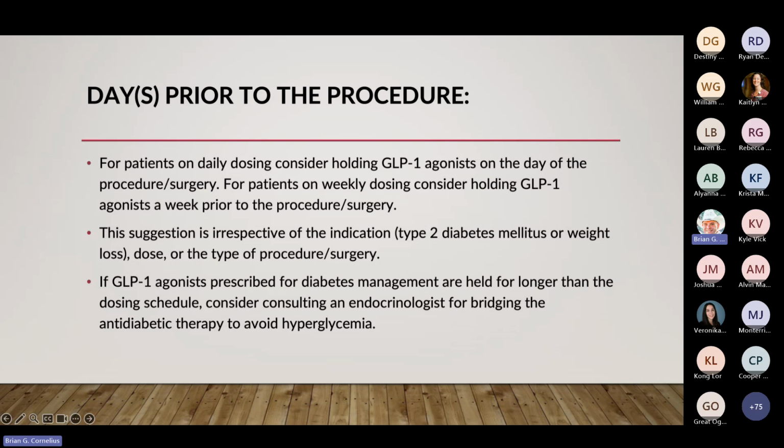The other thing is you have to remember what these medications were originally intended for. If you have somebody that's taking a GLP-1 agonist for diabetes, we want to consider holding it a little bit longer. But we've got to remember that they're going to need something to manage their glycemic changes during that time period. So a lot of times it's not just a procedural thing. You may need to involve the endocrinologist as well to figure out what we can do to cover them during that time period.